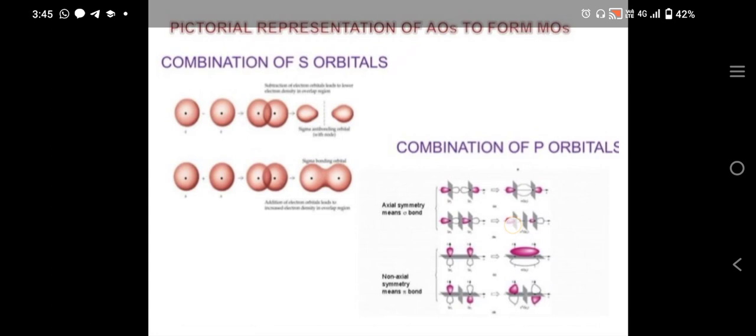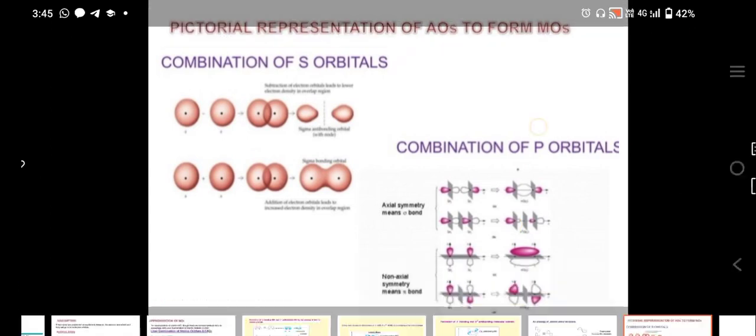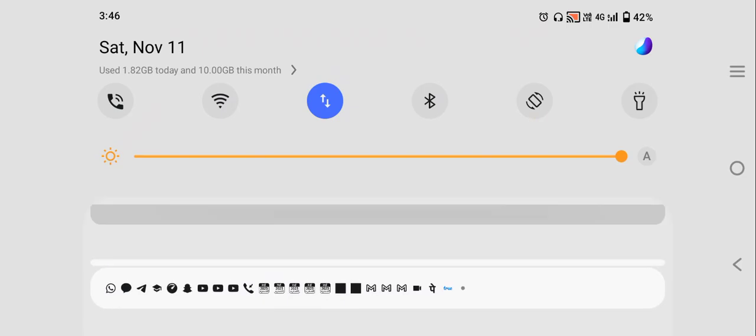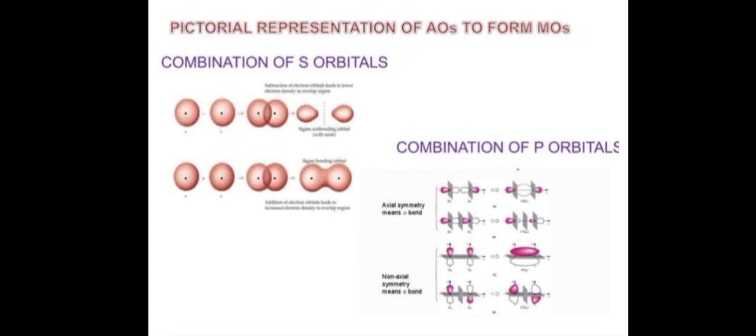The next important aspect is that no molecular orbital is going to be formed by the combining of atomic orbitals of 2s and 2py or 2pz, because we have different orientations.